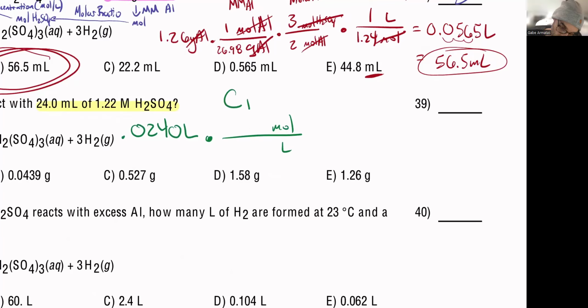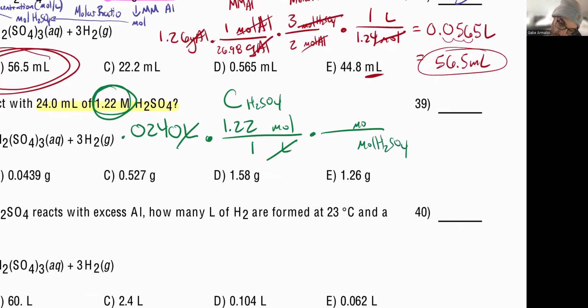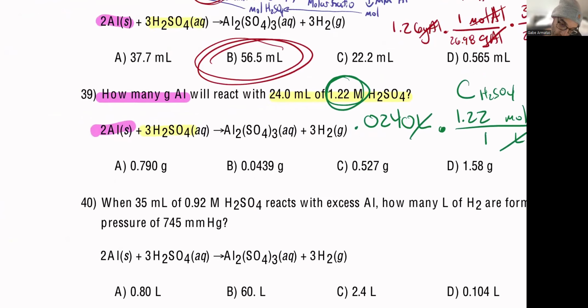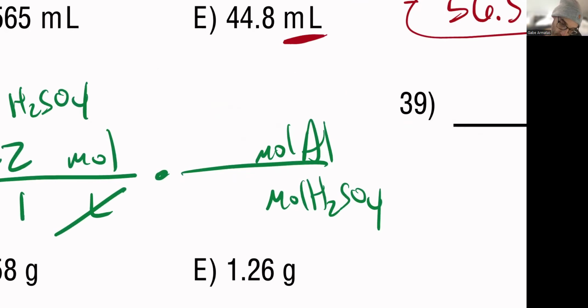This is the concentration of my H2SO4. 1 liter is equivalent to 1.22 moles, because the molarity is 1.22 molar, moles per liter. Liters cancels. Times a fraction: moles of H2SO4 to moles of aluminum. According to the balanced chemical equation, 2 moles of aluminum for 3 moles of H2SO4. So 2 moles of aluminum for 3 moles of H2SO4.